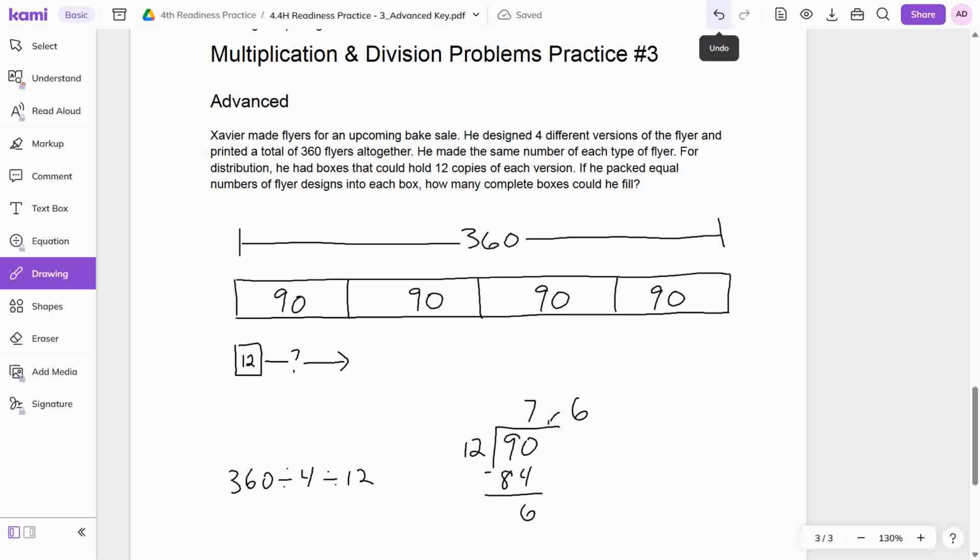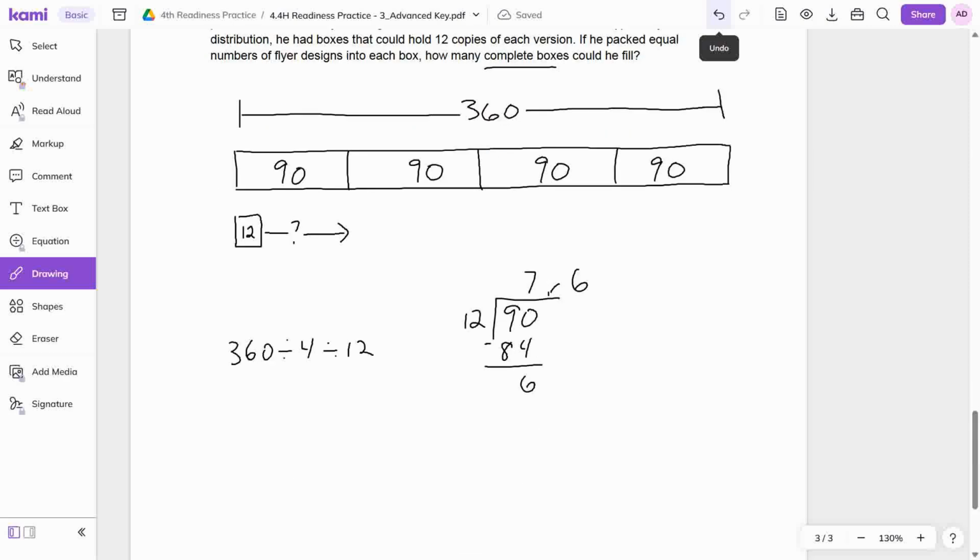Now, look at the question here. If he packed equal number of flyer designs in each box, so I can get 7 complete boxes filled. It's not worried about these partial leftovers. We want complete boxes, so it is going to be that 7. So in this case, I'm not too worried about the remainder. Those are just going to be extra flyers. So he could fill, and I'll go ahead and put 7. Instead of 7 boxes, I'll say 7 complete boxes, just to note that we are aware that there are some leftover flyers.